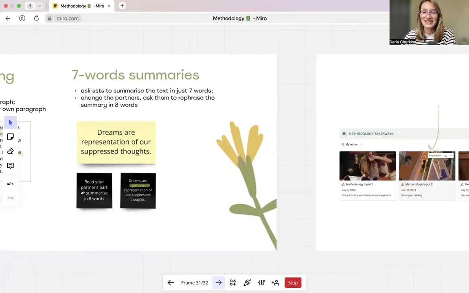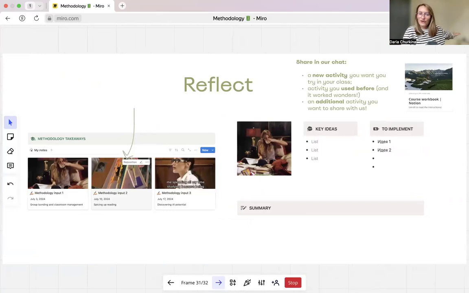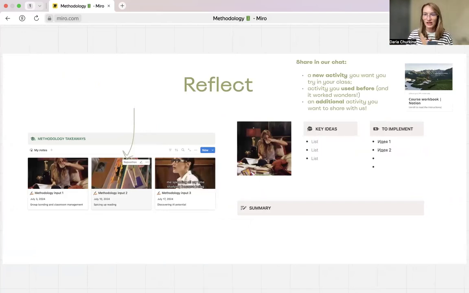Okay, ladies, that's actually it as for reading activities that I wanted to share with you. I want you to share in our chat new activities that you want to try in your class and activities that you used before and it worked wonders. And maybe you have something else. Maybe my activities are not enough and you would like to share additional activities, something that was just chef's kiss and you just feel like sharing.